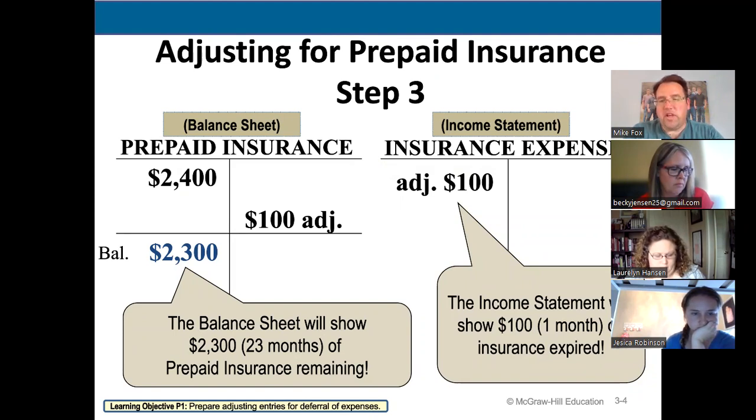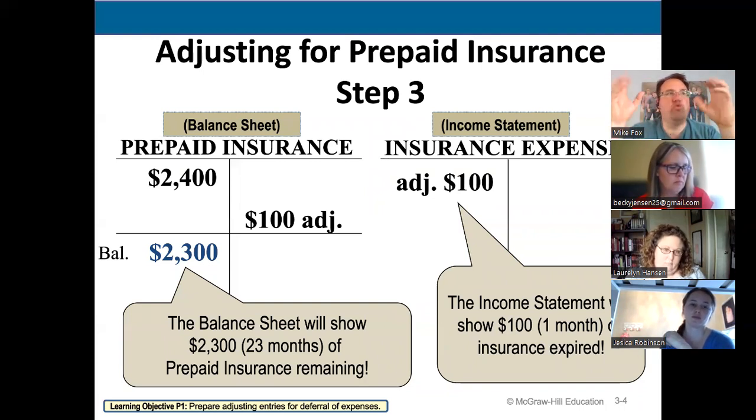And what will happen, if you think about it, is every month we'll do an adjusting entry where we debit insurance expense, $100, and we credit prepaid insurance, $100. And at the end of 24 months, we'll have fully used up that prepaid insurance. And rather than claiming a one-time expense of $2,400, we'll claim a $100 expense every month. And that makes our books more accurate because we're actually getting $100 worth of benefit from that prepaid insurance every month, rather than trying to take it all at once.